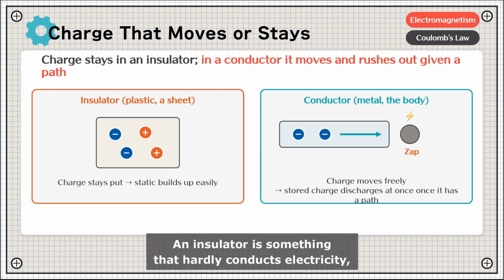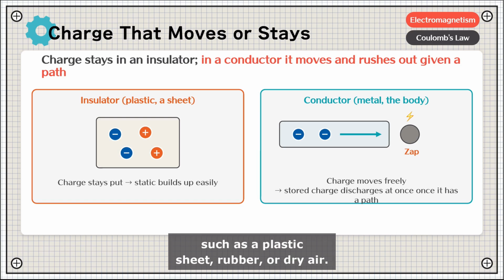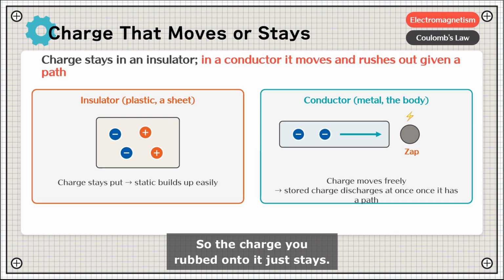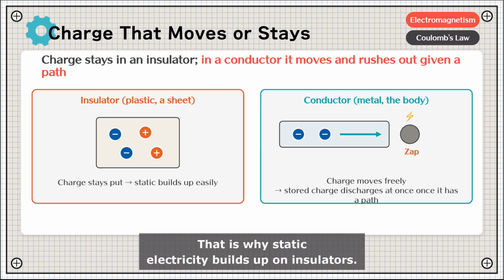An insulator is something that hardly conducts electricity, such as a plastic sheet, rubber, or dry air. Inside an insulator, charge cannot move from where it is, so the charge you rubbed onto it just stays. That is why static electricity builds up on insulators.